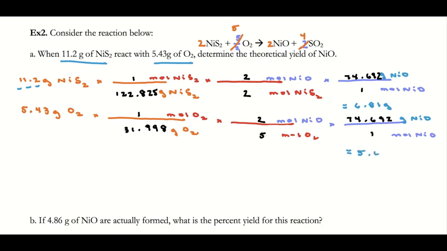Okay? So this first part is a limiting reactant problem. Nickel sulfide can form 6.81 grams of nickel oxide, while the oxygen I have can only form 5.07. So what that tells me is that oxygen is my limiting reactant, and to bring in a new term, my theoretical yield, what should theoretically form, is 5.07 grams of nickel oxide. Okay?